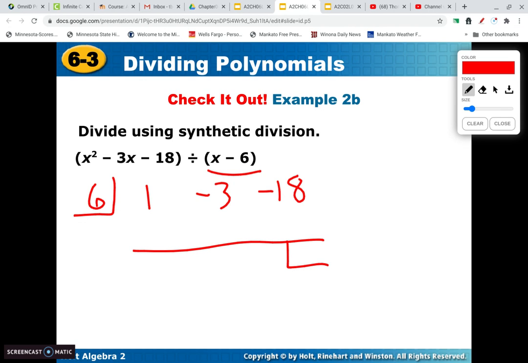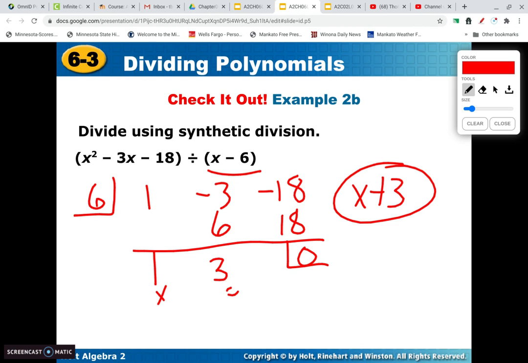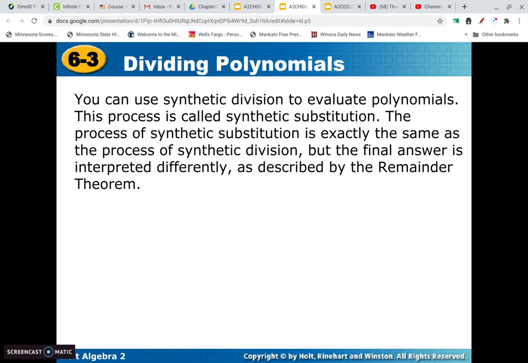That's our remainder box. We're going to take the 1, drop it like it's hot. 6 times 1 is 6. Add those together, we get 3. 6 times 3 is 18. Oh, look at that. No remainder. It divides evenly. Remember, that's our constant. That's the x. So our final answer is just going to be x plus 3. I like that. That's kind of nice. Not too bad. Yeah, I get the hang of it.